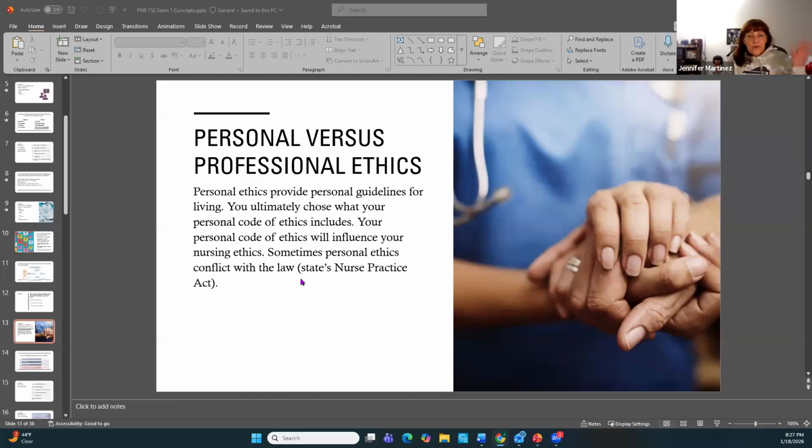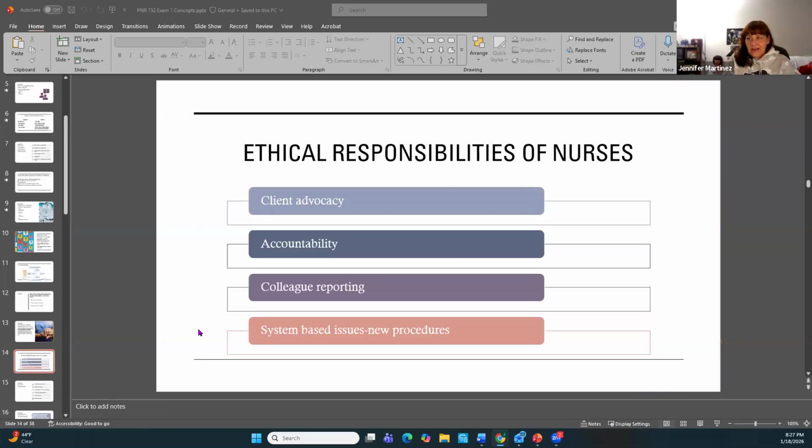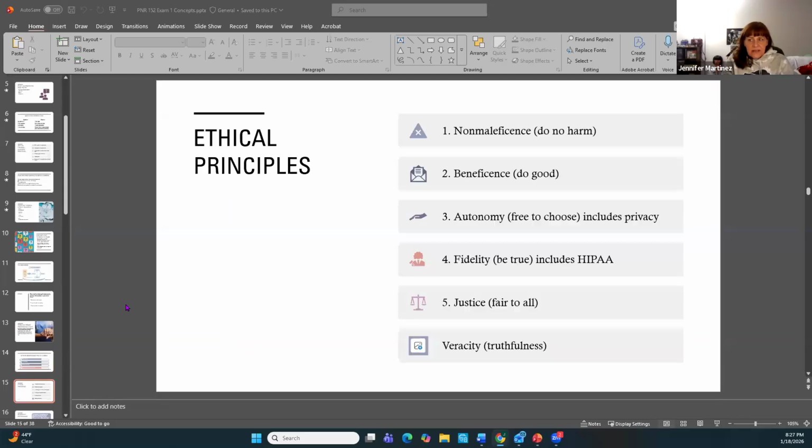And I know I've said this before, but I hope that you never have to be in that situation, right? But it is something. We can't refuse nursing care, right? We take an oath and it is our job to take care of patients. And so some of the ethical responsibilities of nurses: we have advocacy, accountability, colleague reporting, and system-based issues.